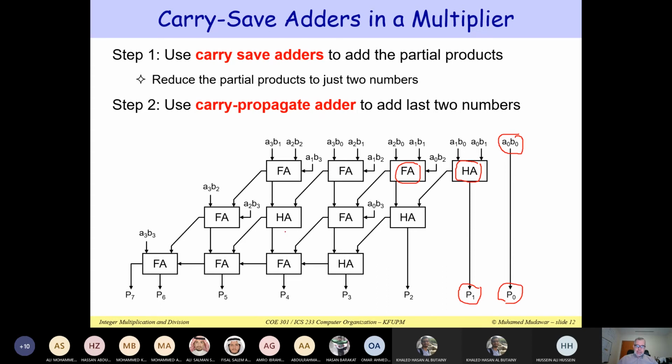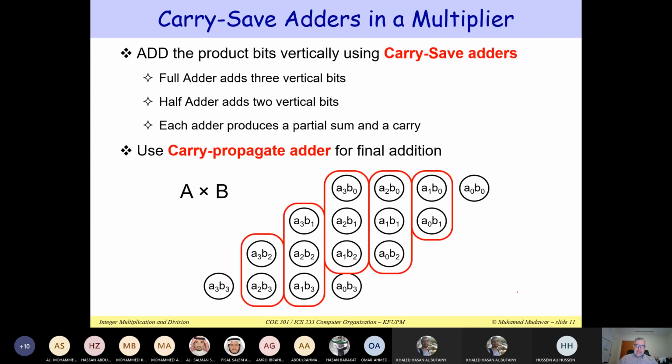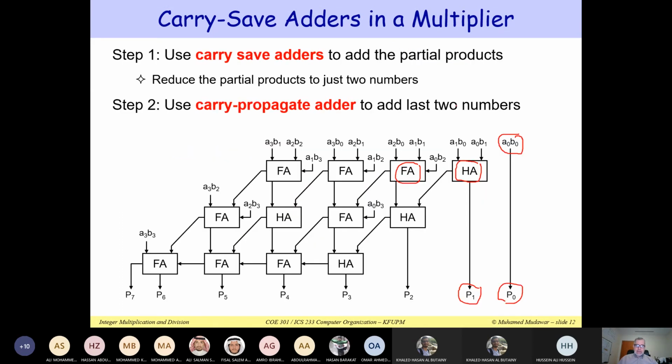But when you would like to add these 3 bits, as shown in this slide, A2 B0, A1 B1, A0 B2, I can add them vertically, okay, without propagating the carry. I can just use here a full adder to add these 3 bits, this plus this plus this. Notice that I'm producing a sum and a carry. The carry is propagated to the next full adder, and so on, okay?